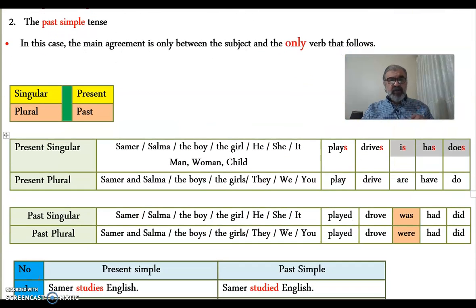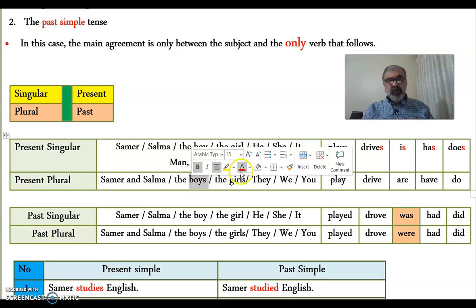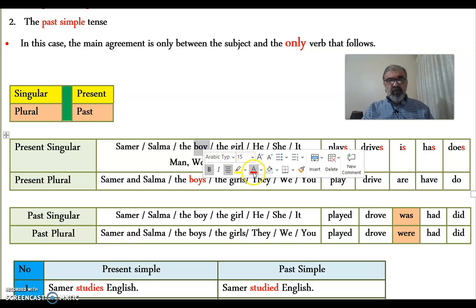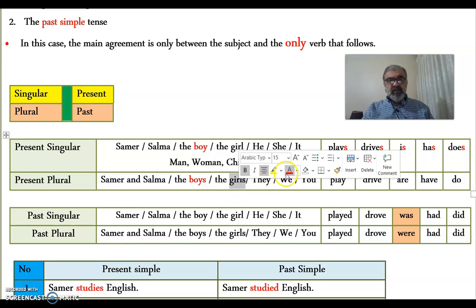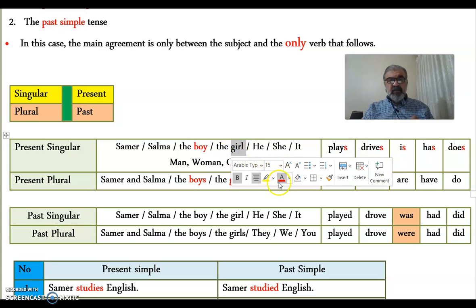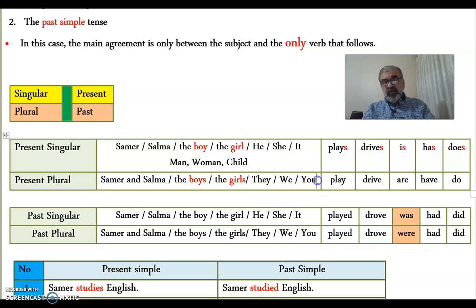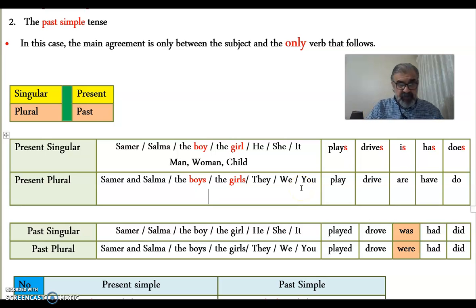Now, moreover, present plural. Samir and Selma, the boys, as you can see, the boys is plural compared to the boy, which is singular. Girls is plural compared to girl, which is singular. They, we, and you refer to plural. And if I add more, men, women, and guess what? Children. All these are also plural, even if they don't end with an S because their meaning is plural.